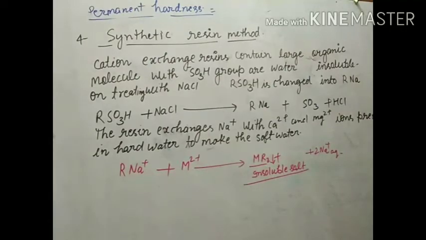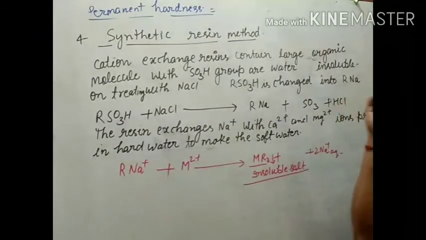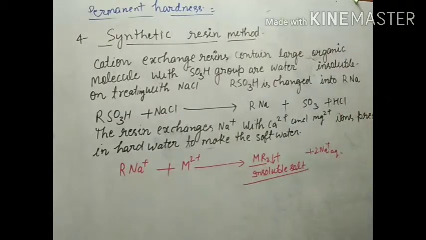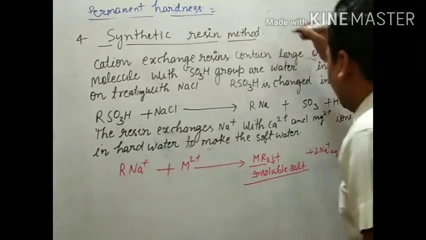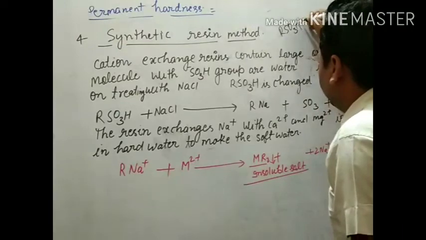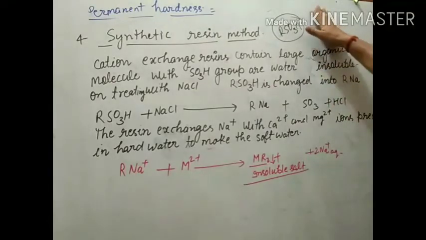So what do we see in this method? This method is more efficient than the ion exchange method. The formula of this resin is RSO3H. But we don't use it in this form.